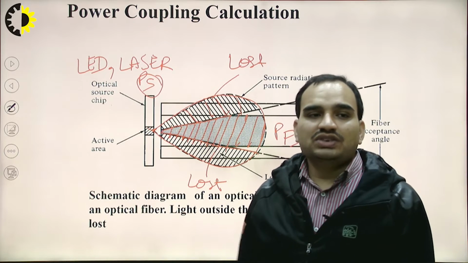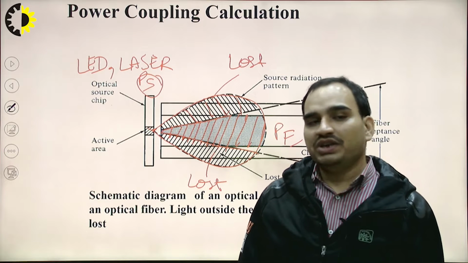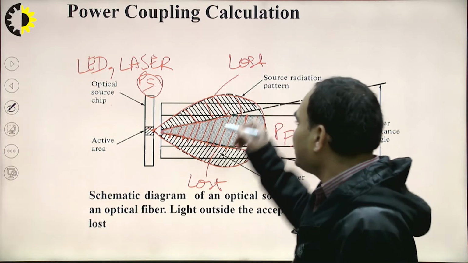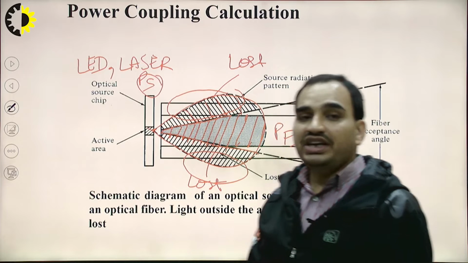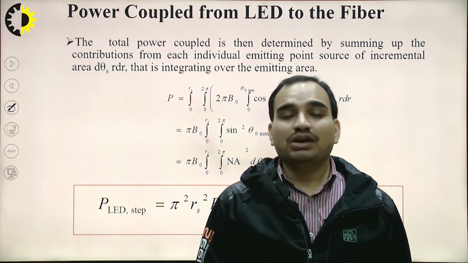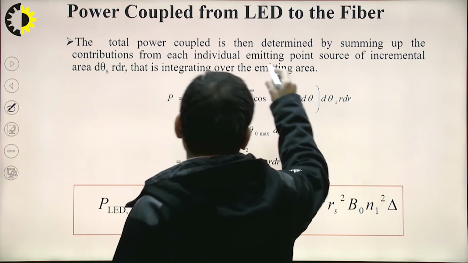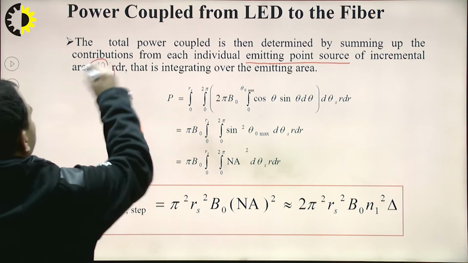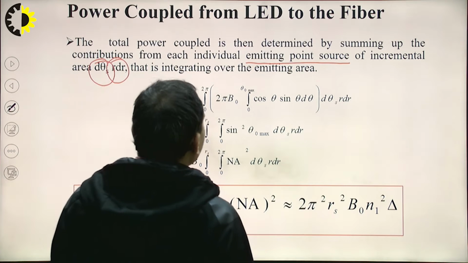So let's look at this figure. This figure shows the schematic diagram of an optical source coupled to an optical fiber. That is, the light outside the acceptance angle is lost. As we can see, this power is completely lost and this power is completely lost in the form of radiation. So the total power coupled is determined by summing up the contributions from each individual emitting point source of an incremental area given by d theta s and the radius r dr. So it is thus integrating over the emitting area.